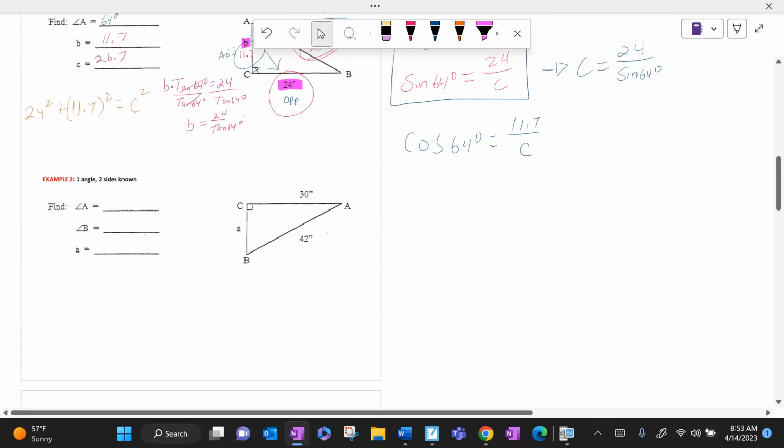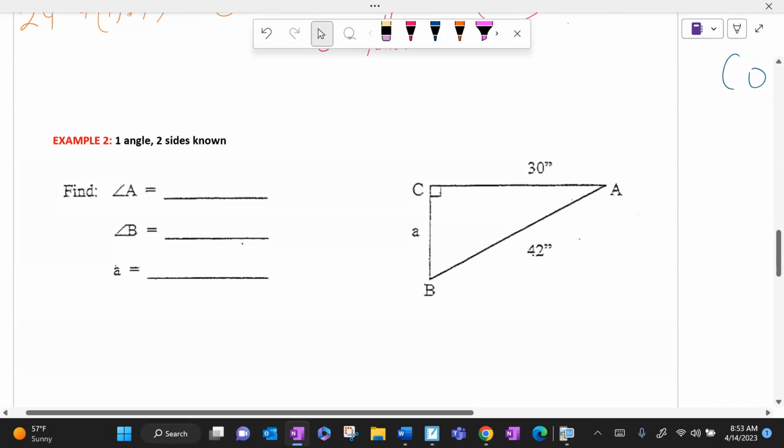All right, let's try one more example. So in this case, we only have one angle, right? Or do we? This is interesting. Oh, well, technically we do, sorry. So we have the right angle and that's it. And we have two known sides. So in this case, we got to make sure we solve for one of the missing angles right off the bat. I'm going to solve for A.